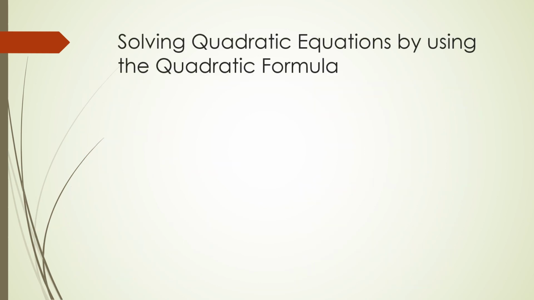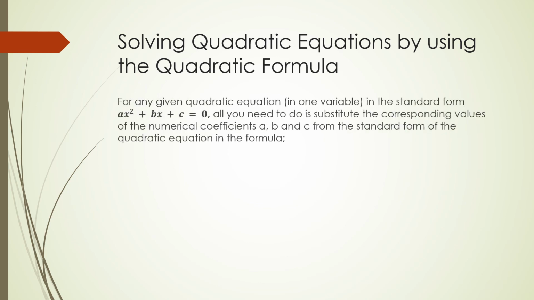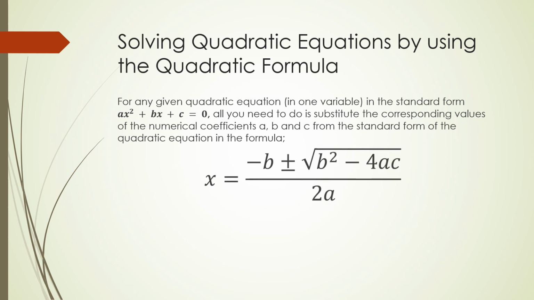Solving quadratic equation by using the quadratic formula. So, this is the fourth method. For any given quadratic equation in one variable, in the standard form ax squared plus bx plus c is equal to 0, all you need to do is to substitute the corresponding values of the numerical coefficient of a, b, and c from the standard form of the quadratic equation in the formula of x is equal to negative b plus minus the square root of b squared minus 4ac all over 2a.